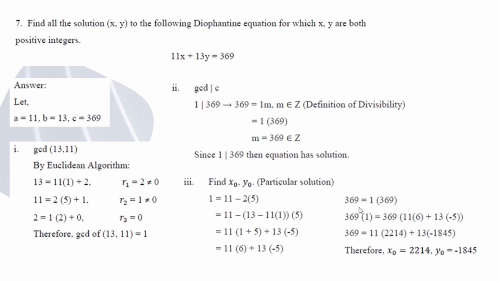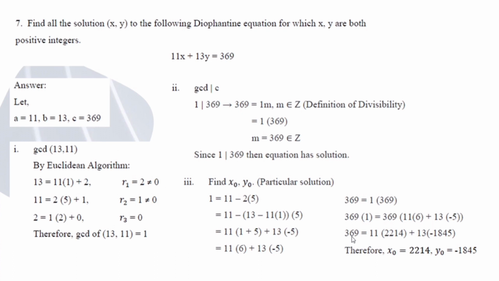Next, to identify the value of 369. For this value 369, we times 1, we still get the original value as 369. So, for this 369 times 1, we can also write it as 369 times 11 times 6 plus 13 times negative 5, where for this part we get 1, and when it times 369, we still get 369 as the final answer.